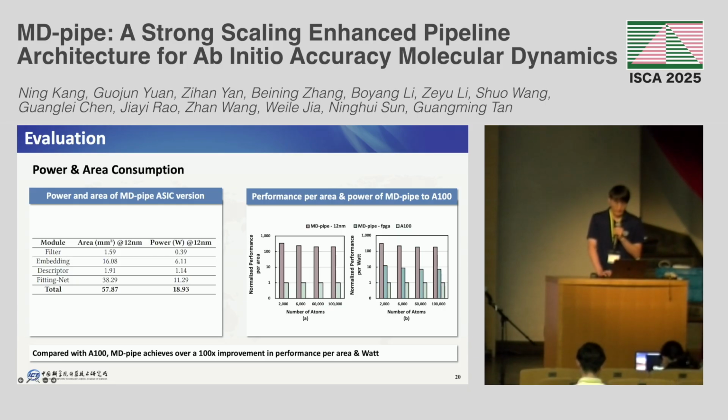Finally, we evaluate the power and error test results. First, we achieve significant improvements in both performance per watt and performance per error. Compared to the A100, MD pipe achieves over 2 orders of magnitude better. And in the FPGA environment, the advantage is particularly clear. Here the performance per watt is an order of magnitude higher than the A100.